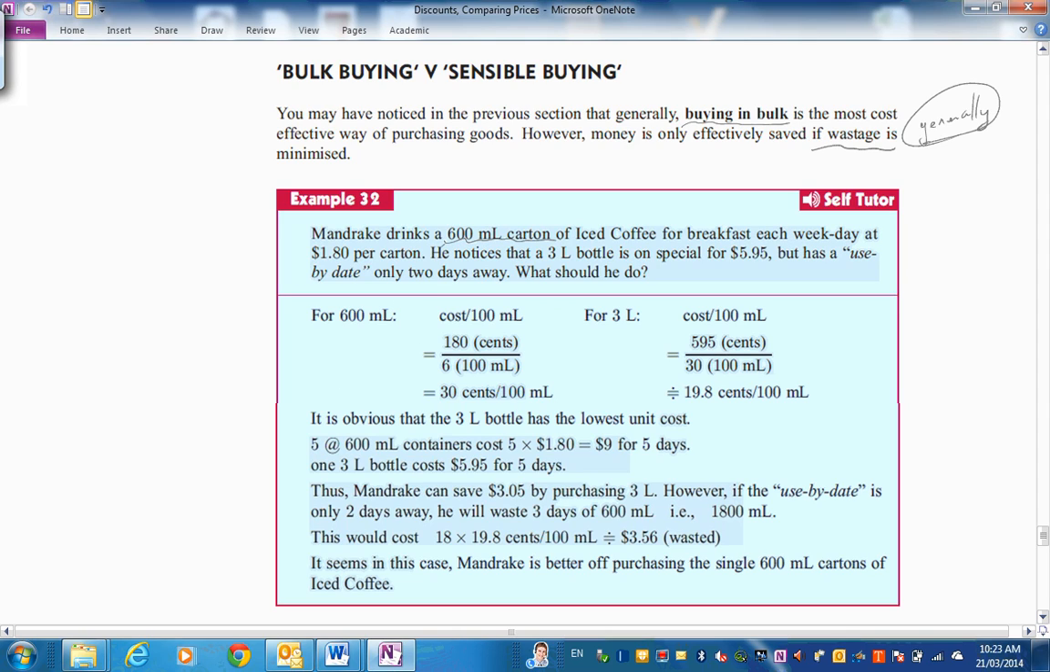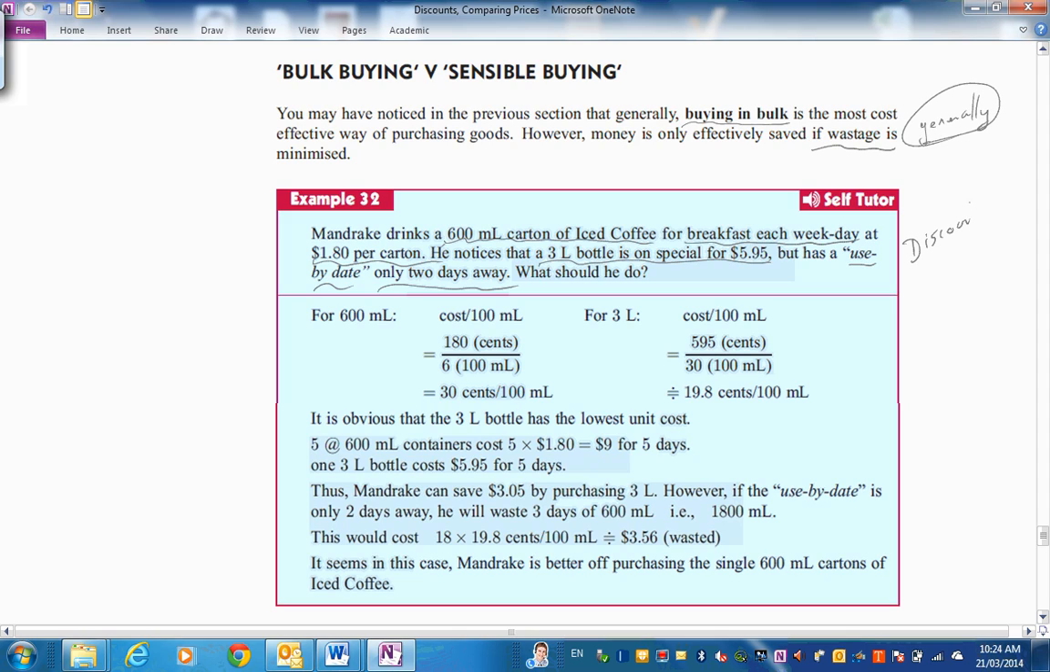A 600ml carton of iced coffee. Mandrake drinks that for breakfast each day at $1.80 per carton. He knows that a 3 litre bottle is on special for $5.95, but has a use-by date only 2 days away. So that might be discounted for that reason. That's another reason for discounting, isn't it?